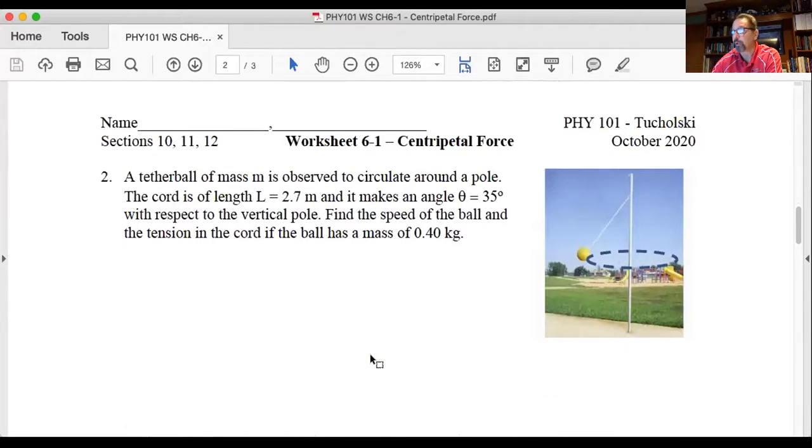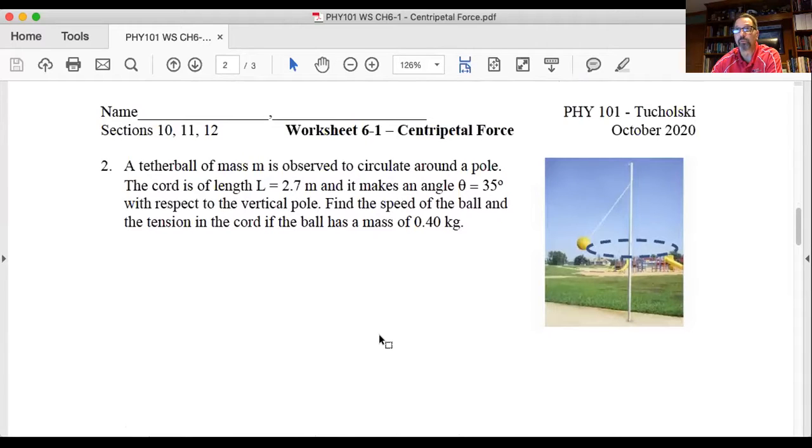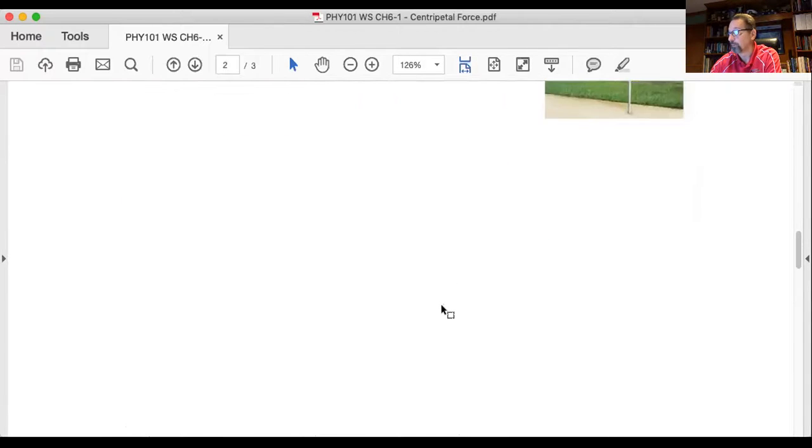Groups 4, 5, and 6, you're going to be doing the tether ball, which is that conical pendulum is what I titled it. It's just a tether ball. And so look at the tension and the weight, find the tension components, and set them equal to either 0 or mass times acceleration, where acceleration is the centripetal acceleration.